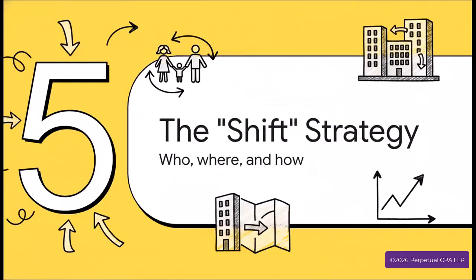And that brings us to our fourth and final category, shift. Shift strategies are all about changing who recognizes the income, where that income is recognized, or the tax rate that applies to it. This can mean shifting income within a family, across different business entities, and sometimes even across different states or jurisdictions.